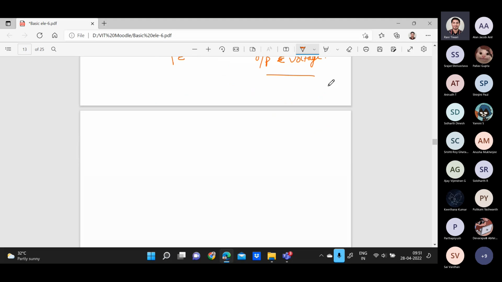Basically, we have three types of biasing circuits. That means how we apply the external voltage to a BJT. So the first one is the fixed bias configuration. Fixed bias configuration is also called the base bias.